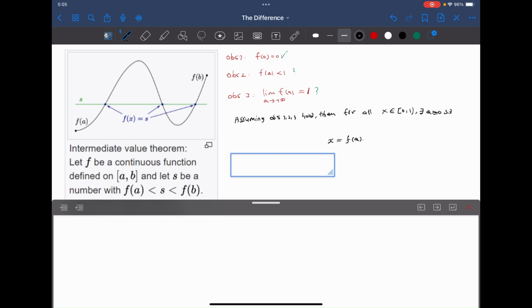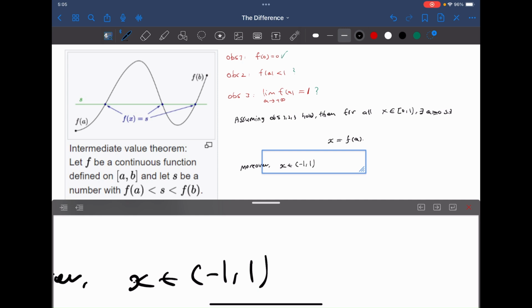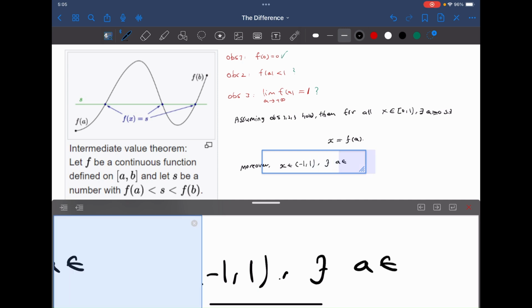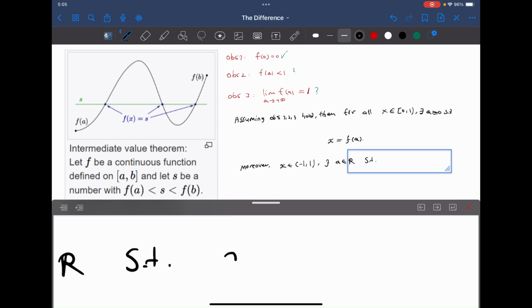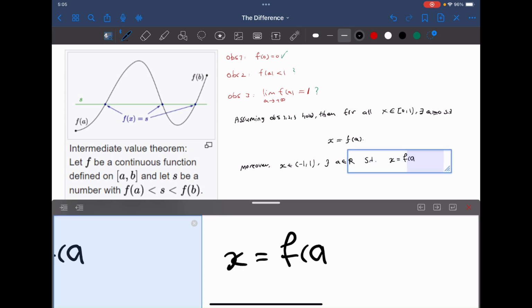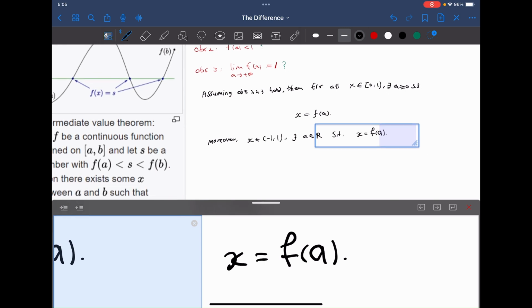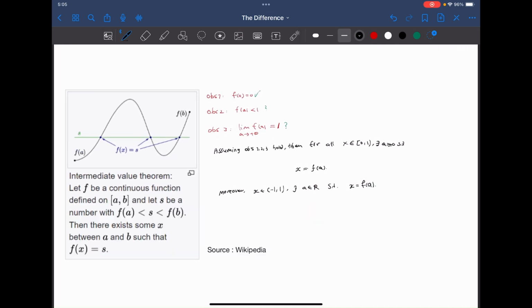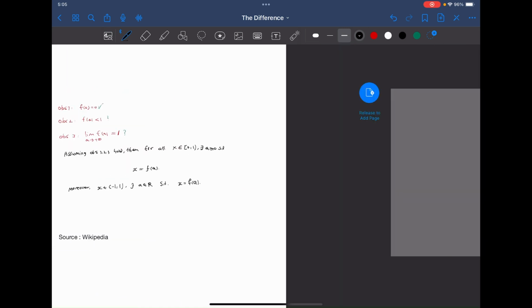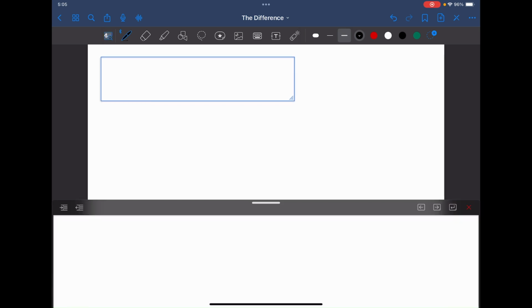And moreover, for all x strictly between -1 and 1, there exists a real number a such that x is f of a. Okay, so now I'm left with showing observations 2 and 3. Let me rewrite observation 2 here.